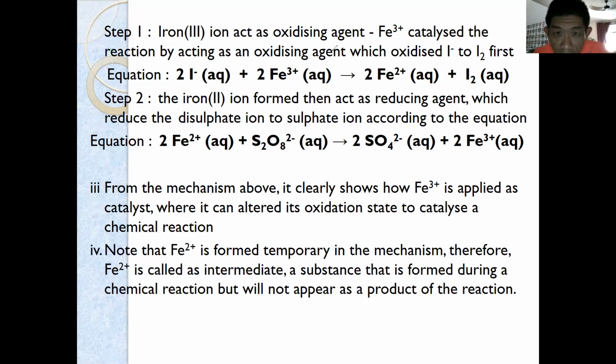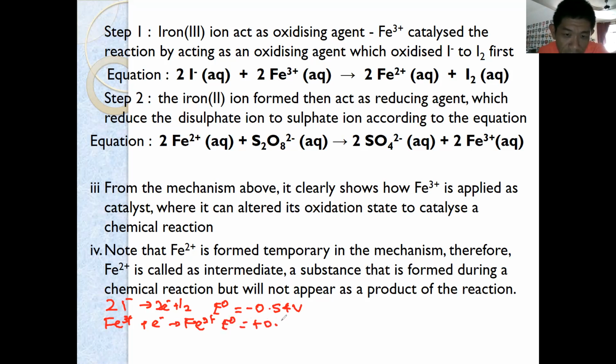We shall first have 2I minus give I2 plus 2e minus. So this one E naught is equal to negative 0.54 volt. And then you have Fe3 plus plus e minus give Fe2 plus. So E naught is equal to positive 0.77.